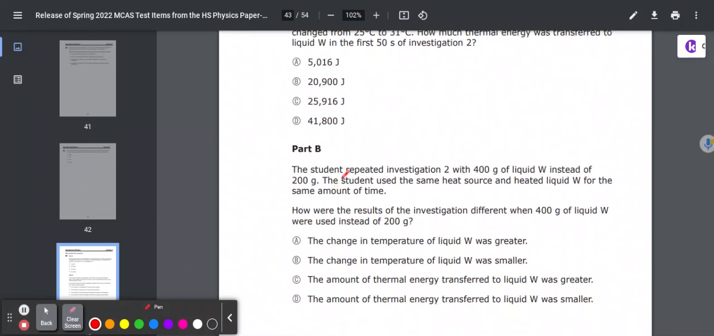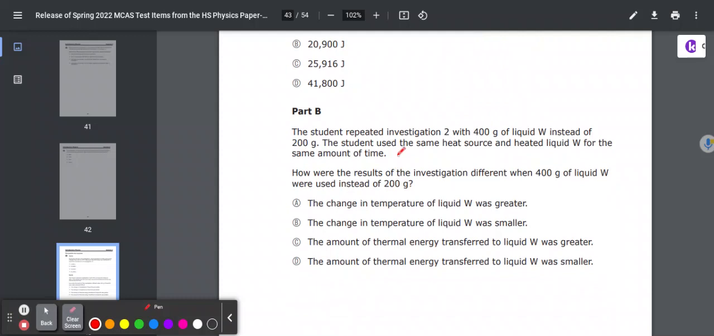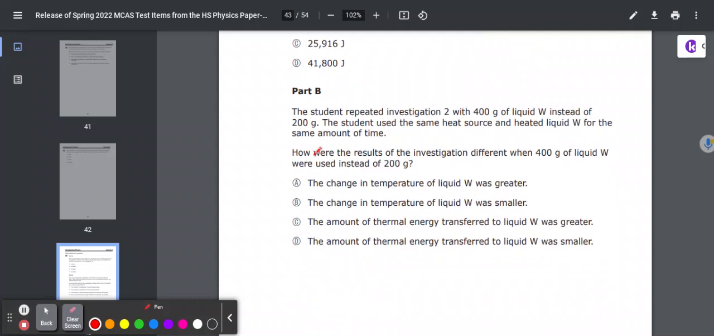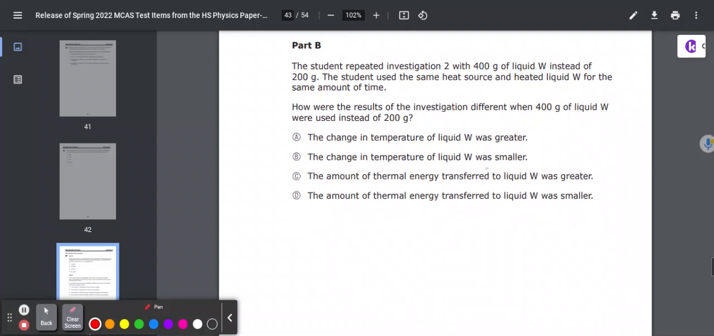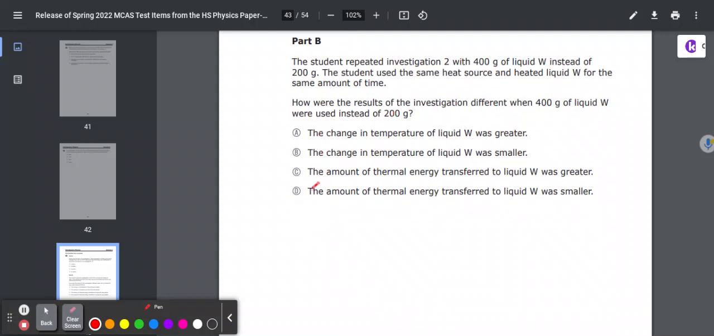Part B: student A repeated the investigation with a greater mass of liquid W but the same heat source, and we're going to analyze how the results change. We have to consider that this is a closed system, so the heat should stay the same. Because heat depends on three things: mass, the change in temperature, and the specific heat, which is constant, since the mass increases, to balance everything out the change in temperature should decrease. So obviously answer choice B is the correct answer.